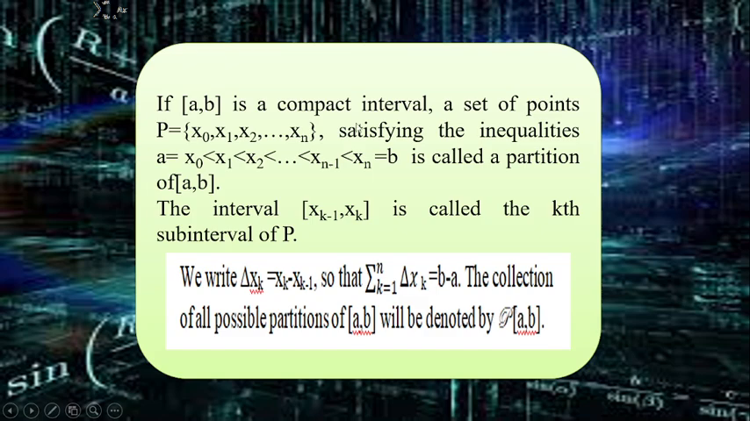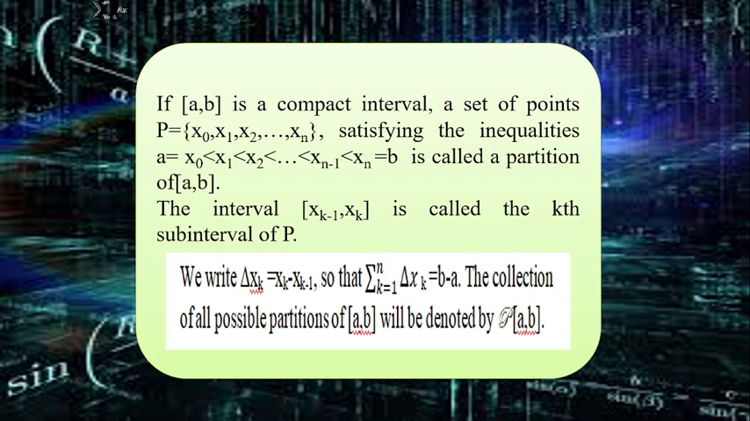But this should satisfy the inequality x0 is less than x1 less than x2, etc., less than xn minus 1 less than xn. The interval [xk minus 1, xk] is called the kth subinterval of P. So that is what we mean by P as a partition. We are also defining delta xk, which is equal to xk minus xk minus 1. That means it is the length of the kth subinterval.